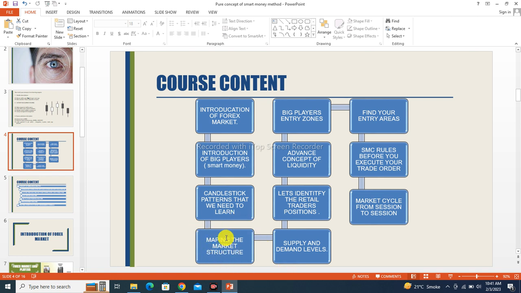Most of the traders don't know what the mapping of the market structure is. They don't know the valid and invalid order blocks, and they don't even map the market correctly. Then big players' entries, advanced concept of liquidity, identifying the retail traders' positions, supply and demand levels, and we find our entry areas, SMC rules before we execute our trade orders, and market cycle from session to session, how the market moves from the Asian session to the London and then New York sessions.